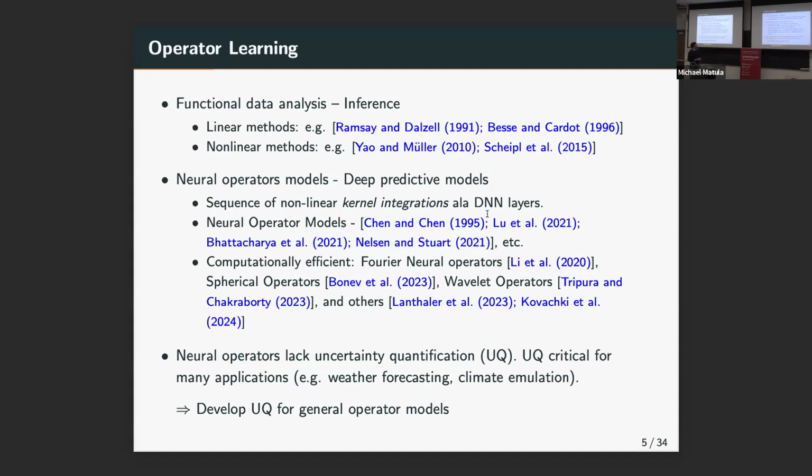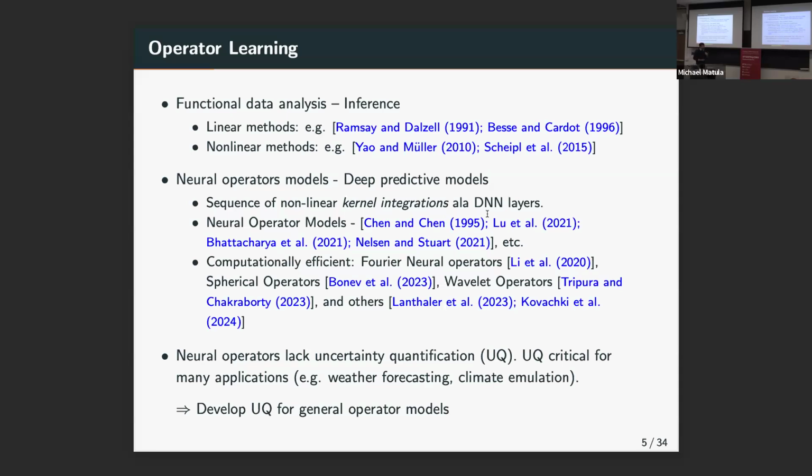The idea of a neural operator has been around for a very long time. And in fact, this was studied theoretically even all the way back in the 90s. But it was only more recently that these became very computationally efficient and viable for solving many different problems. And so all the examples that I showed you before were all done using different types of neural operator models.